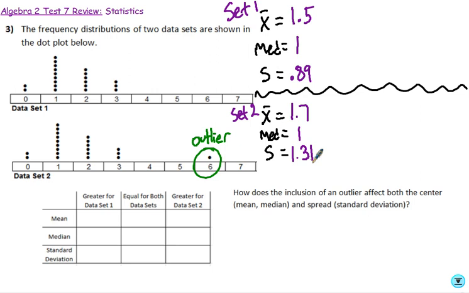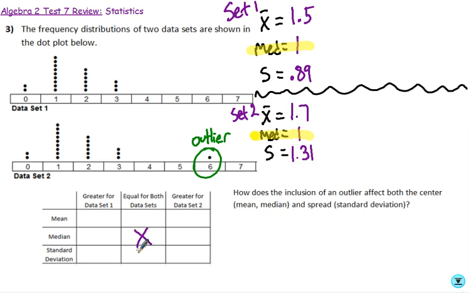Well, I can spot right away, if I look at how it's the same and how it's different, that what looks to be the same is the median. The middle is still the same number here, right? So the median ended up staying the same. So that's equal for both data sets.